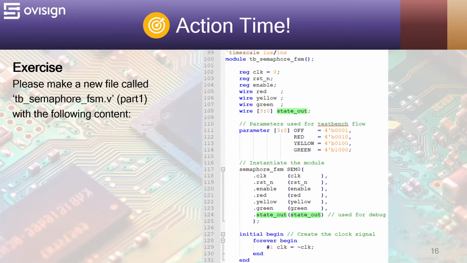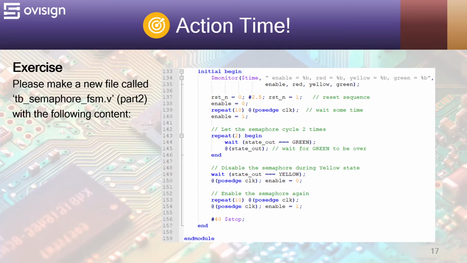The testbench is very easy and has the same structure as the previous testbenches. We first declare the testbench variables, next we instantiate the DUT and connect them together. At line 111, we declare a list of parameters that have the same names as the internal states of the module. At line 127, we declare a 0.5 MHz clock.